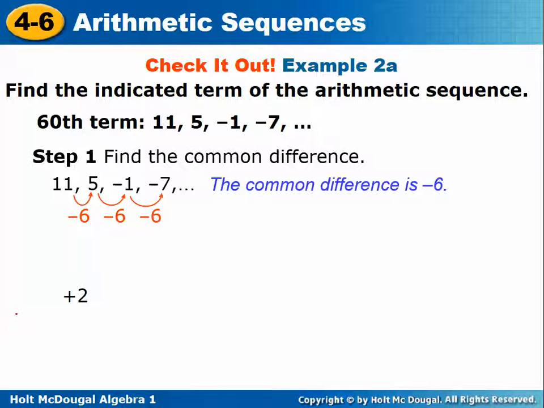60. My pen doesn't want to work today. But n is equal to 60 because it's right here. And D we now know is -6. And what's the other part we need to know? We need to know A sub 1, which is 11.